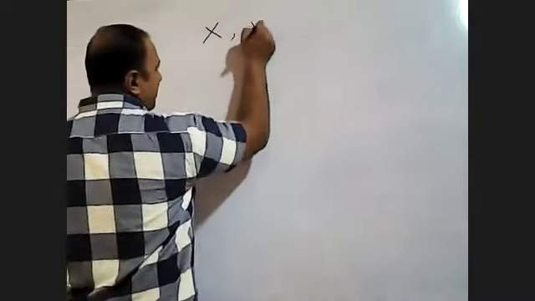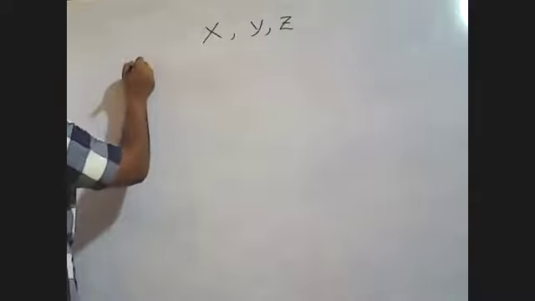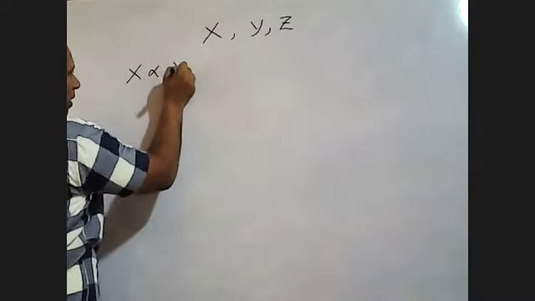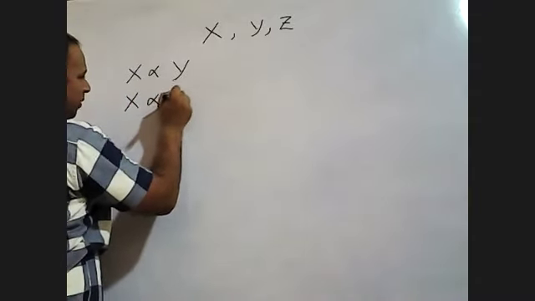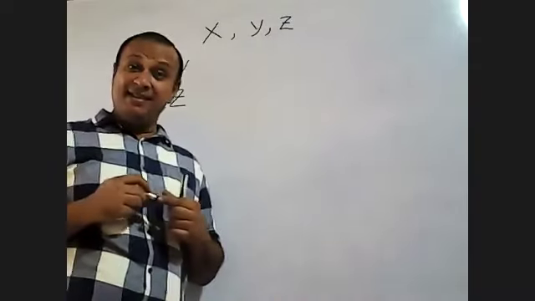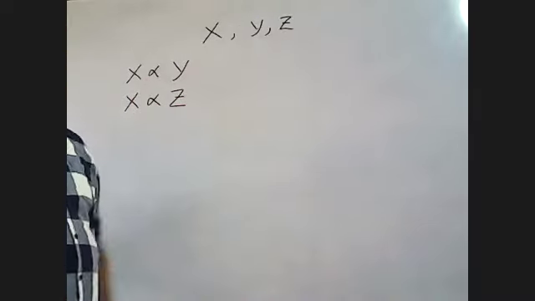Now this is a really interesting part. Look at this. Suppose there are three variables x, y, and z. Suppose x is directly proportional to y, and x is also directly proportional to z. That means x is directly proportional to two other variables separately.